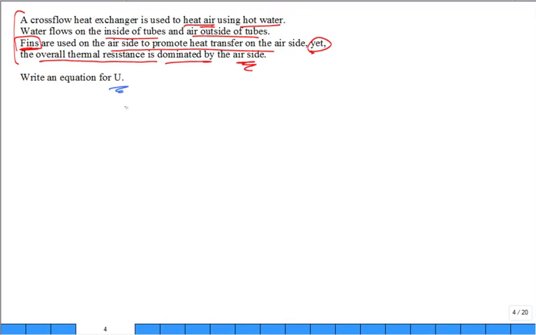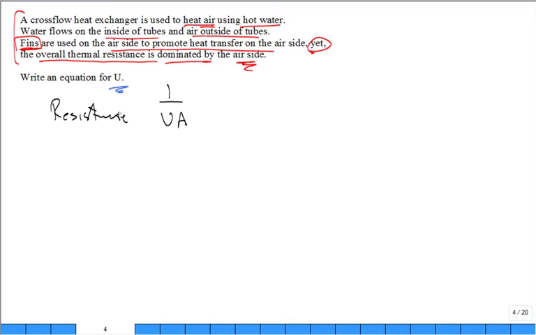Most of us would start and say, I'm going to write it for 1 over UA. Why 1 over UA? That's resistance. The reciprocal is conductance. U could be called the overall heat transfer coefficient, but UA is like a conductance. 1 over UA is resistance. Most of us think with resistors pretty naturally. Conductance is a little tricky.